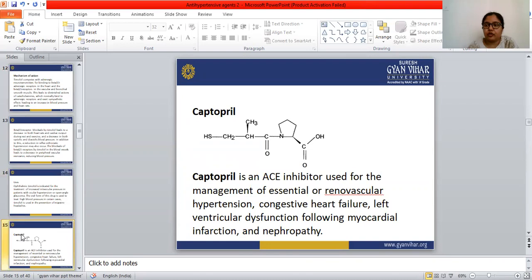Next drug is captopril. Captopril is an ACE inhibitor that is used for the management of essential or renovascular hypertension, congestive heart failure, left ventricular dysfunction following myocardial infarction, and nephropathy.